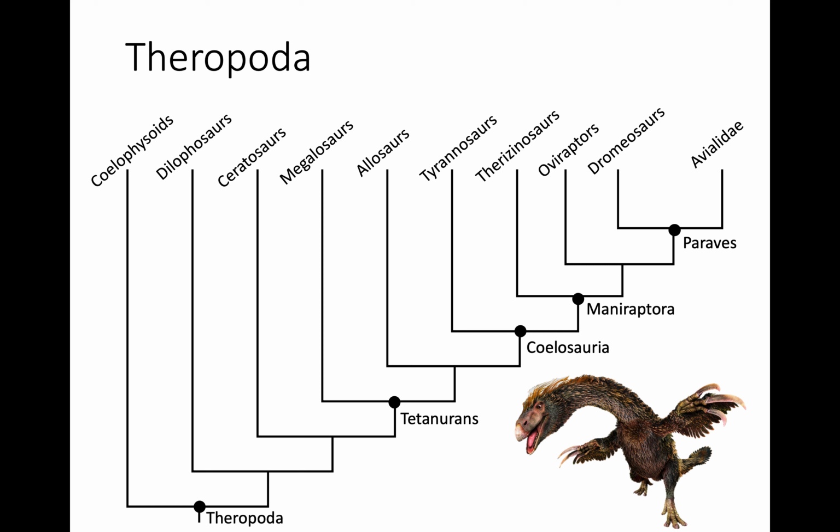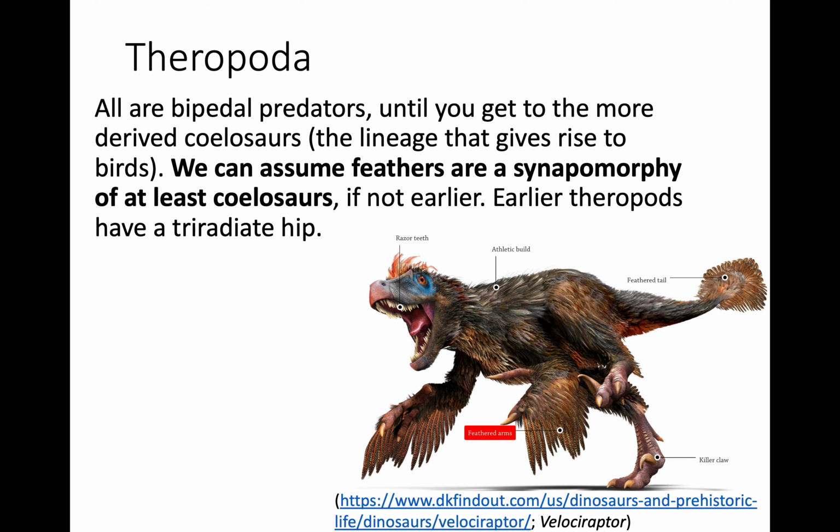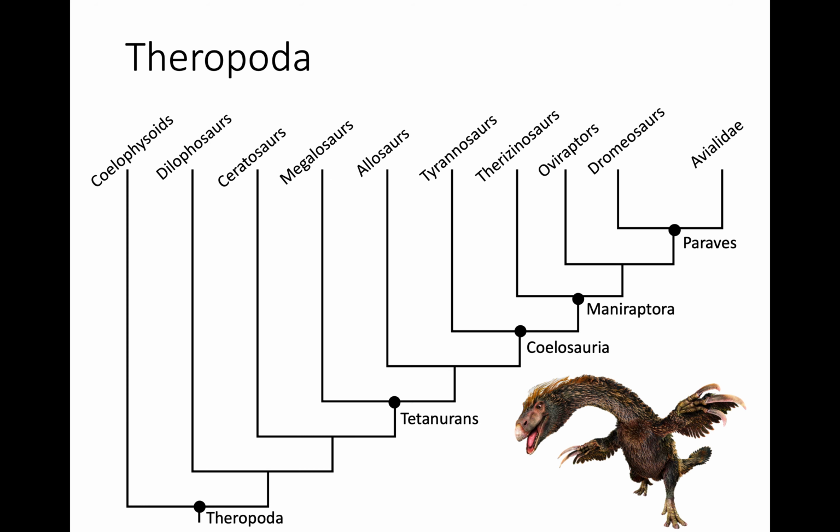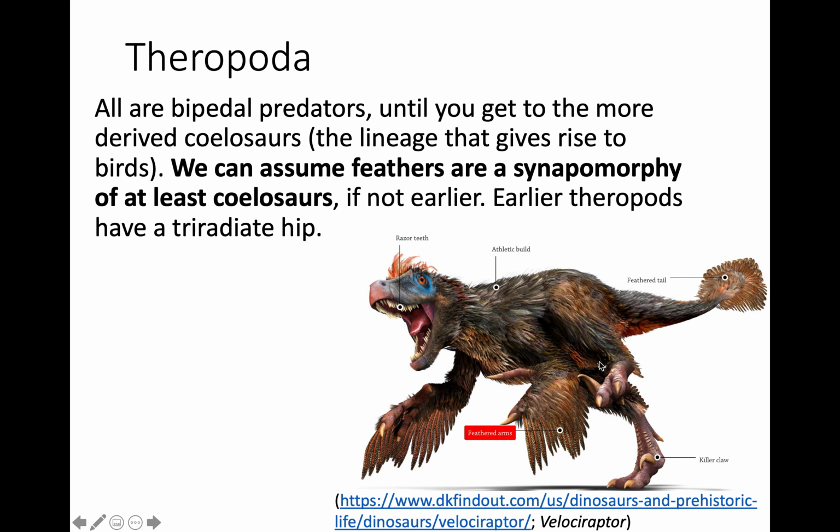All right, moving on to the third group here of dinosaurs, we have our theropods. Theropods have a number of different dinosaurs within them. These are typically going to be the very famous dinosaurs like T-Rex, Velociraptor, and other organisms like that. So they're all bipedal predators until you get to the more derived coelosaurs. All right, so here are coelosaurs right here.